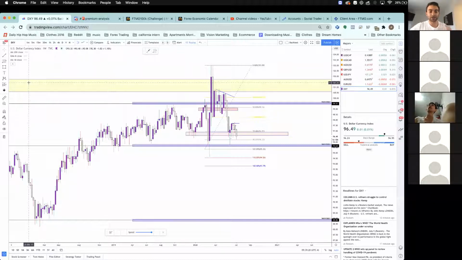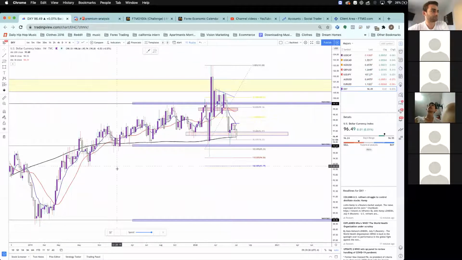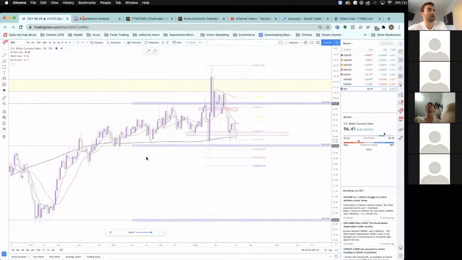It's definitely major. So let's start all the way up on the monthly time frame. And let's go up here. So just give it a second to load.